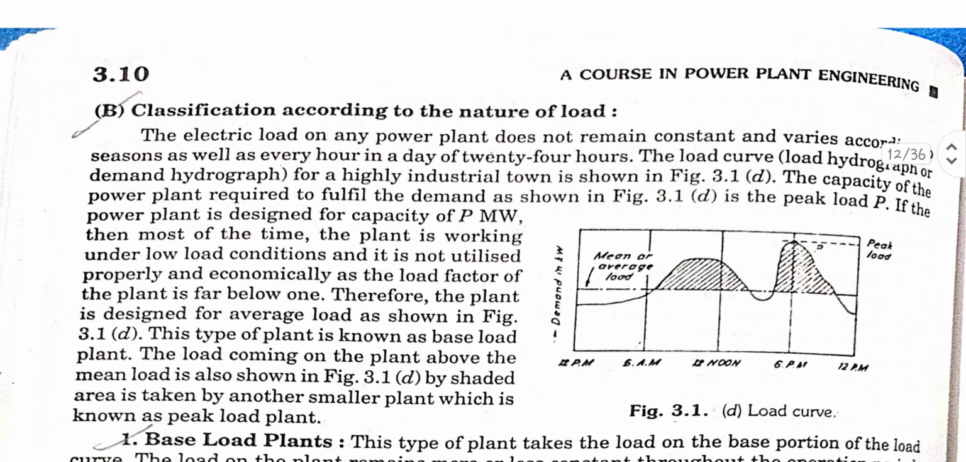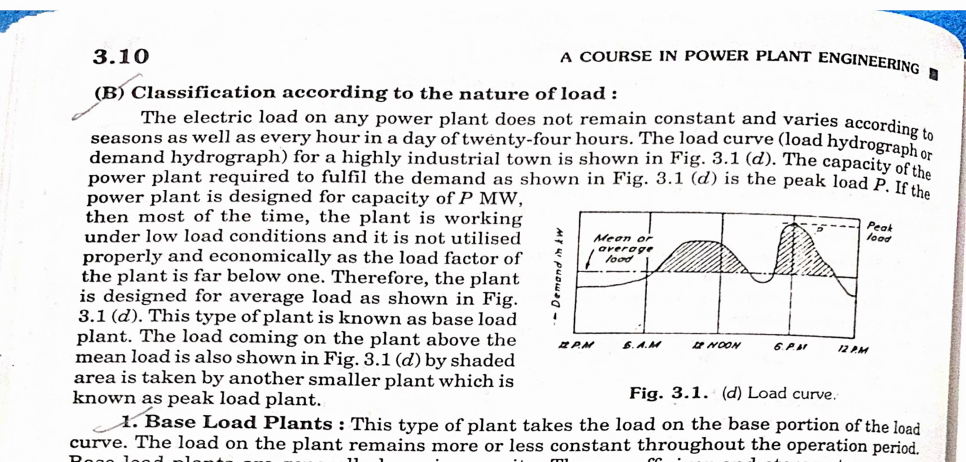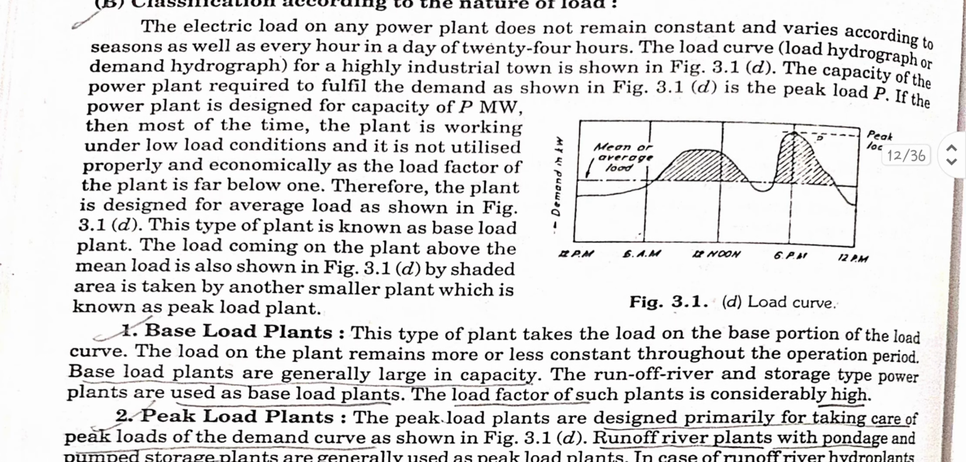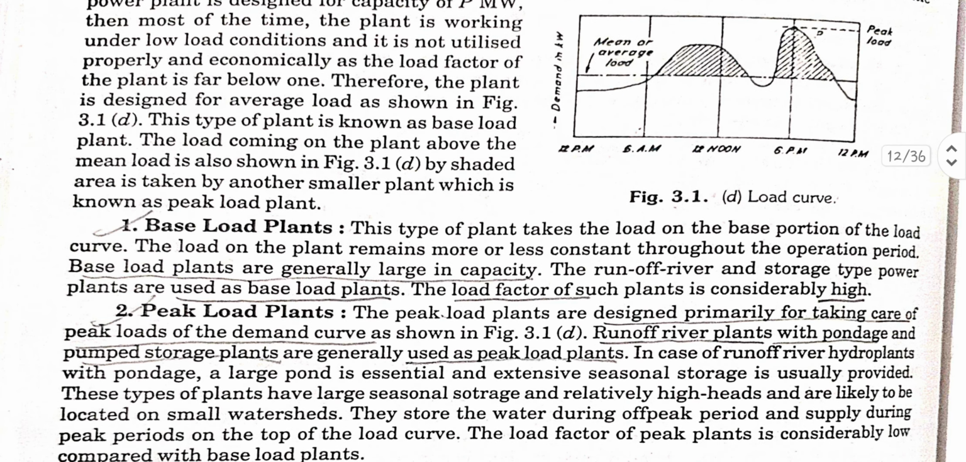Next topic is the classification of hydroelectric power plant. Classification according to the nature of load has two types. First is the base load plant. This type of plant takes the load on the base portion of the load curve. The load on the plant remains more or less constant throughout the operation period. Base load plants are generally large in capacity. The run of river and storage type power plants are used as base load plants. The load factor of such plants is considerably high.